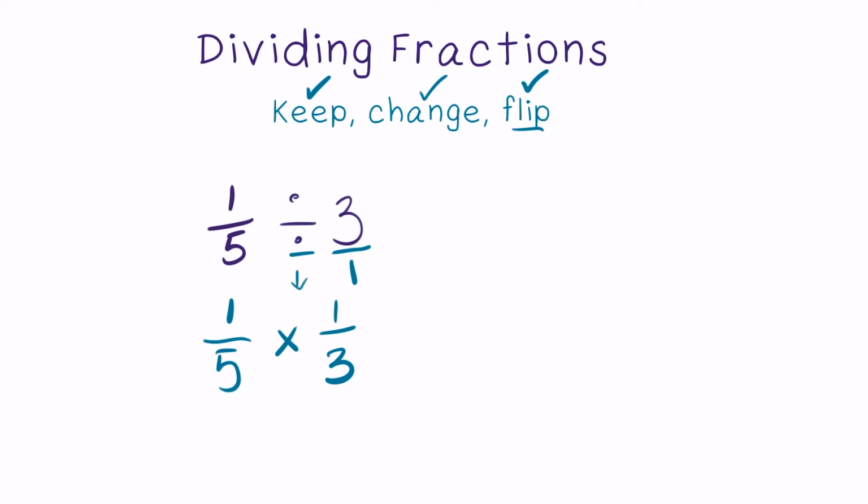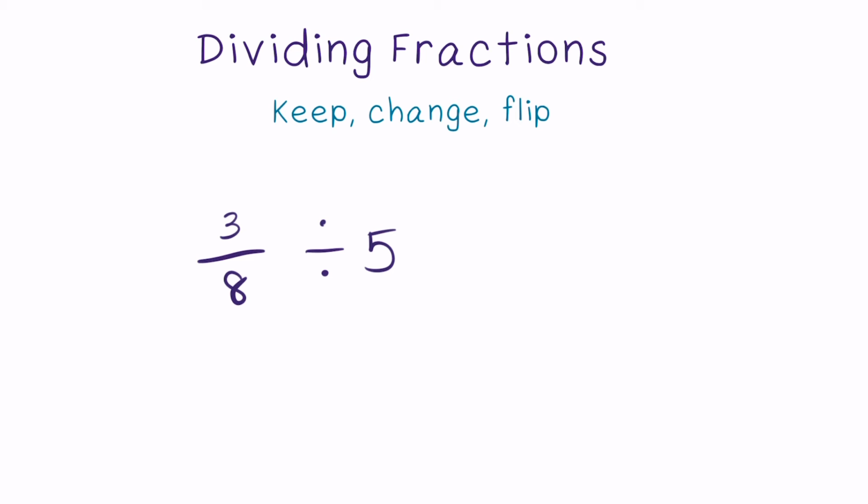Now that we've done all 3 steps of our process, keep, change, and flip, we can solve by multiplying the two fractions. Now remember, it's much easier to multiply two fractions because when you have two fractions, you simply multiply the numerators, in this case 1 times 1 equals 1, and then you multiply the denominators. In this case, 5 times 3 equals 15. Now that we've solved the converted multiplication problem, we can apply that to the original equation of 1/5 divided by 3, and we can determine that 1/5 divided by 3 equals 1/15.